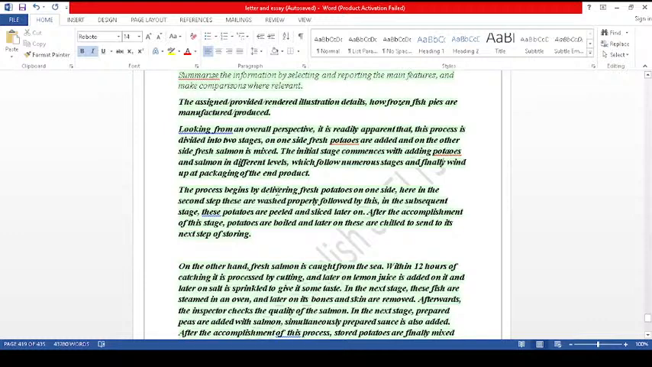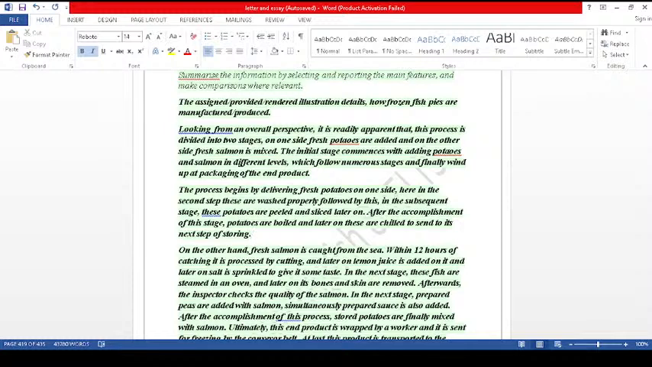The process begins by delivering fresh potatoes on one side. Here in the second step, these are washed properly, followed by this. In the subsequent stage, these potatoes are peeled and sliced later on. After the accomplishment of this stage, potatoes are boiled and later on these are chilled to send to its next step of storing. On the other hand, fresh salmon is caught from the sea.